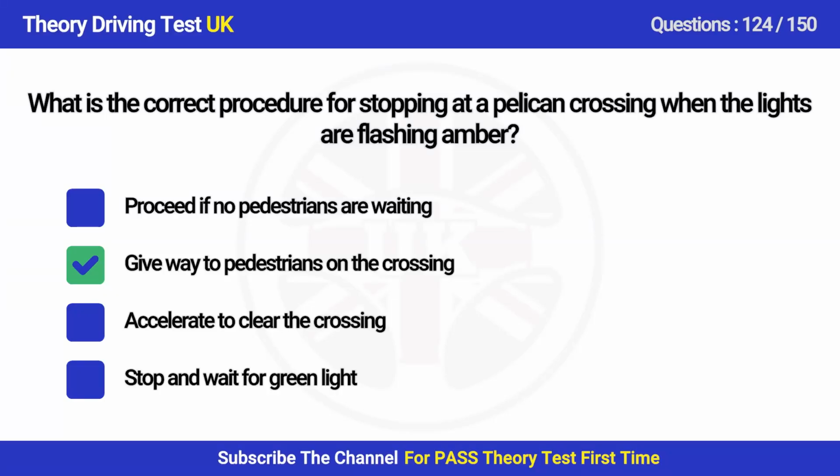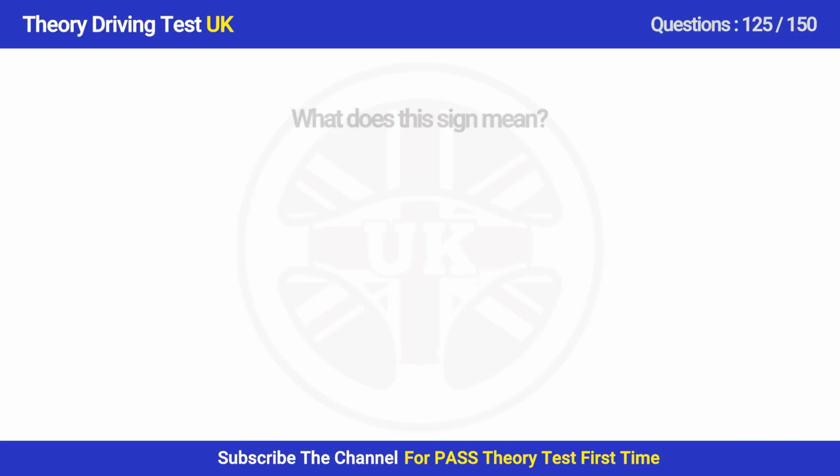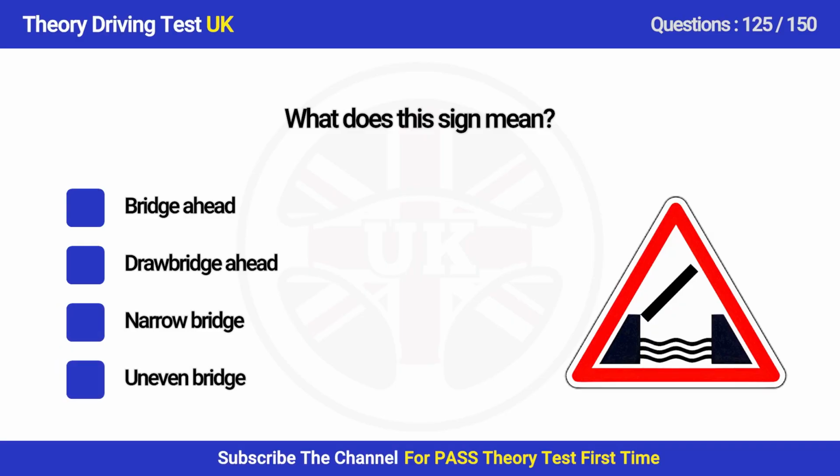Answers is B. Give way to pedestrians on the crossing. When the lights on a pelican crossing are flashing amber, you must give way to any pedestrians who are still on the crossing. If the crossing is clear, you may proceed with caution, without stopping again for a green light. Question 125. What does this sign mean?